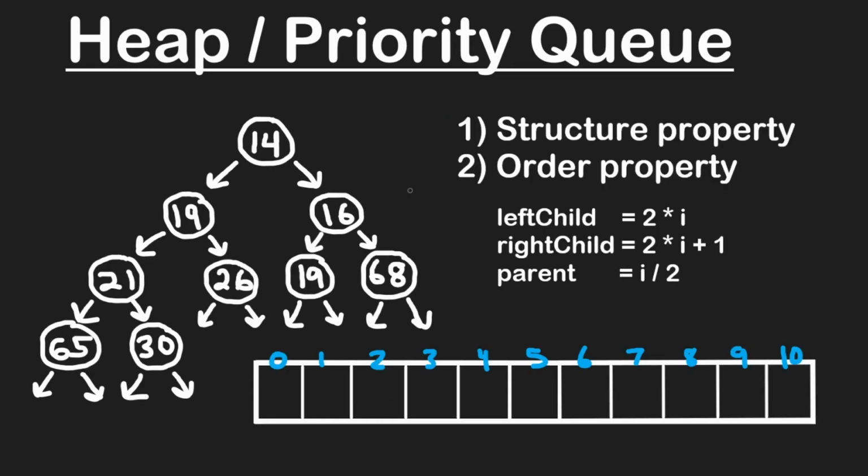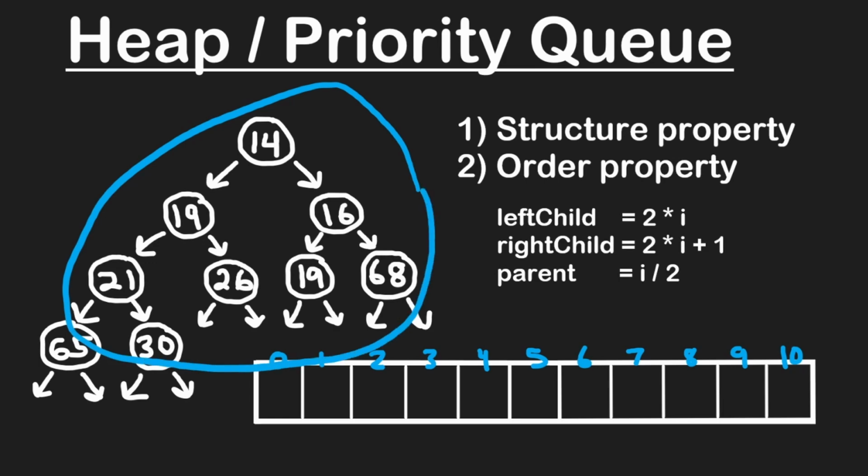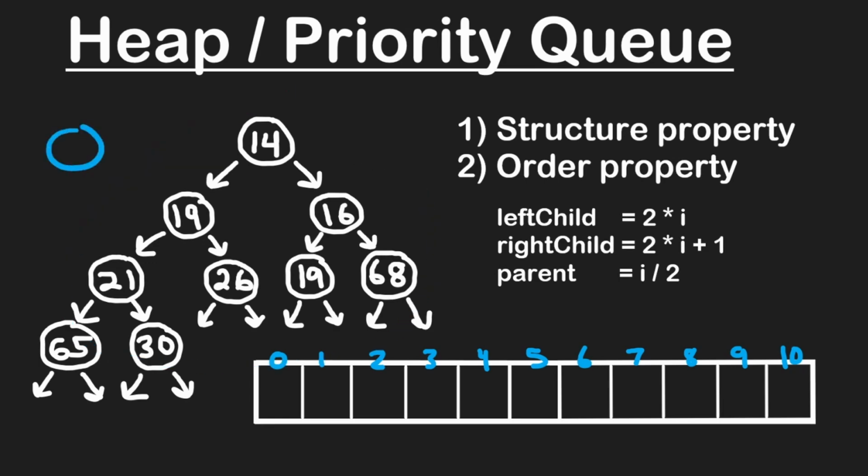So we talked about some of the advantages of heaps over binary search trees. We can get the min and max in constant time. We can heapify, we can build the heap in O of n time. But the downside of heaps is that we can't just search for a random element and do that in log n time like we can with BSTs.